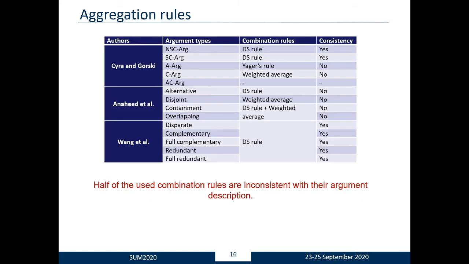In this table, we present the consistency between argument types and the combination rules used, and we notice that half of the used combination rules are inconsistent with their argument description. For example, in the third line, we have an alternative argument. In this type, the authors use Jaeger's rule, but in their argument type description, we don't find any mention of the existence of a conflict between premises.